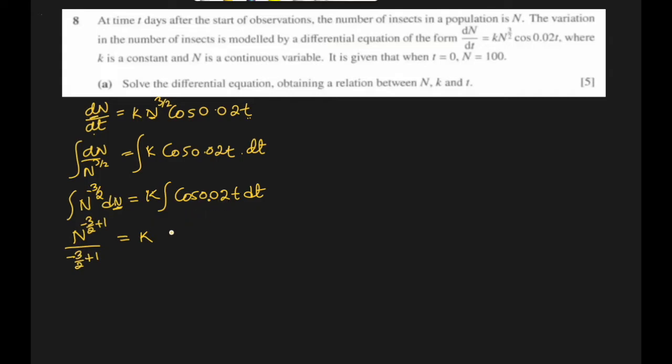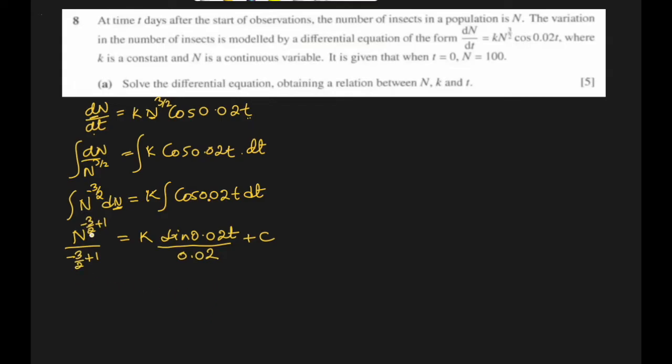Integration of cos is positive sine 0.02t, no change in angle, but we will have to divide it by the differentiation, not integration, differentiation of 0.02t, so it will be 0.02, simply t. So with respect to t it is 1, so 0.02 we divide it, and for a formality we will write c here. Let's try to simplify this.